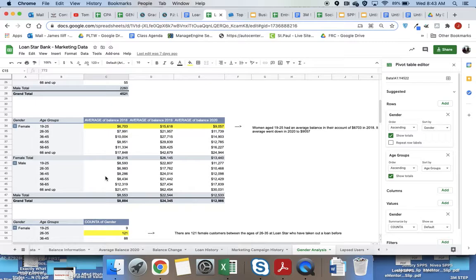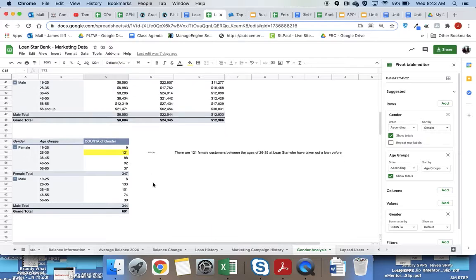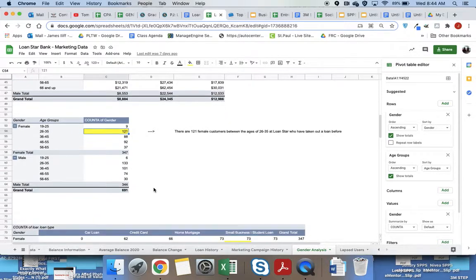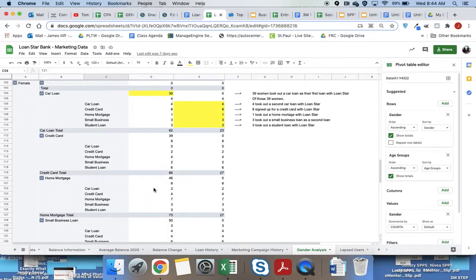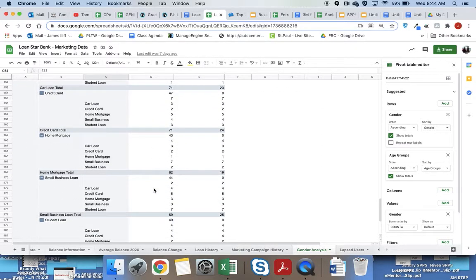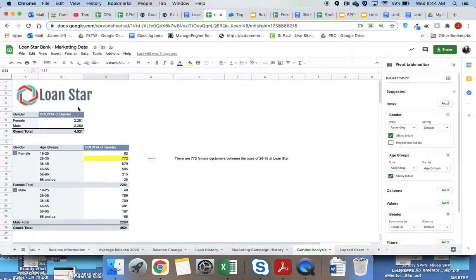Interesting. And if we scroll down, you can see their bank account averages over time. Here you can see customers have taken out a loan. So, cool. This is people who've taken out loans previously with Lone Star, and you can see that in this case, 121 females between the ages of 26 and 35 have taken out a loan before. So that's really interesting. And just tons of data, you guys. You can dig through this, and your job is to figure out who you want to market to.